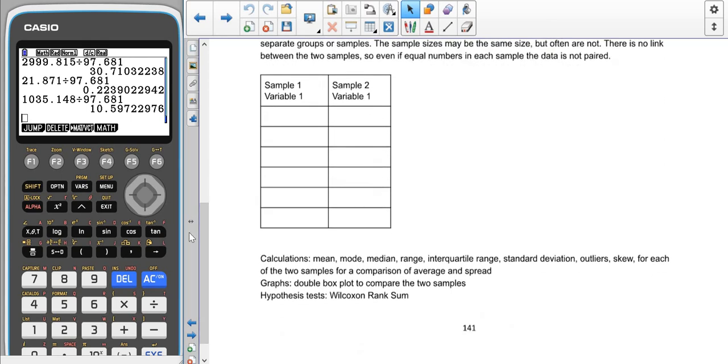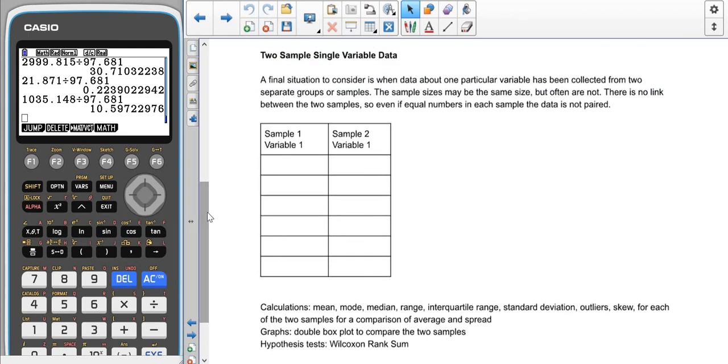Or we could have two completely separate samples of data like this, where it's not paired data, it's just two samples of data, which means that we could, again, have a look at our averages, mean, mode, median, range, interquartile range, standard deviation, outlier, skew, for the two sets to be able to compare them with each other. We could have a double box plot, so again, having a box plot for each one of those, and we could do Wilcoxon rank sum.